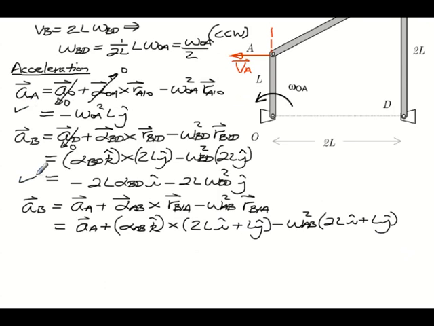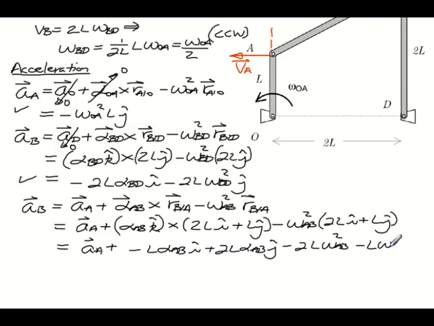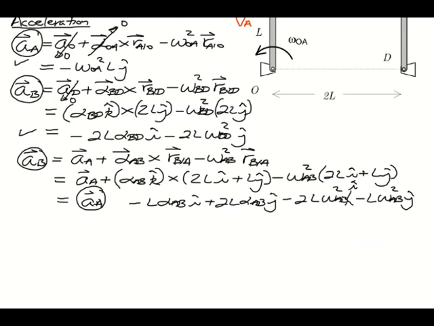And then what I will do is take the expression for A sub A and put that on the right side. On the left side, I'll put A sub B. Well, let me write this down first. A sub A, and then I have minus L alpha AB I plus 2L alpha AB J, minus 2L omega AB squared I minus L omega AB squared J. Okay, now what I will do is put the above expression for A sub A in there, put the expression for A sub B on this side here, and then I will equate components.